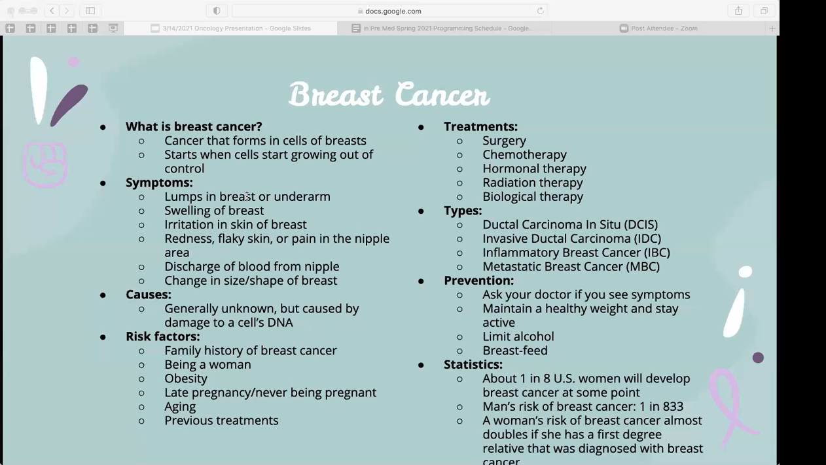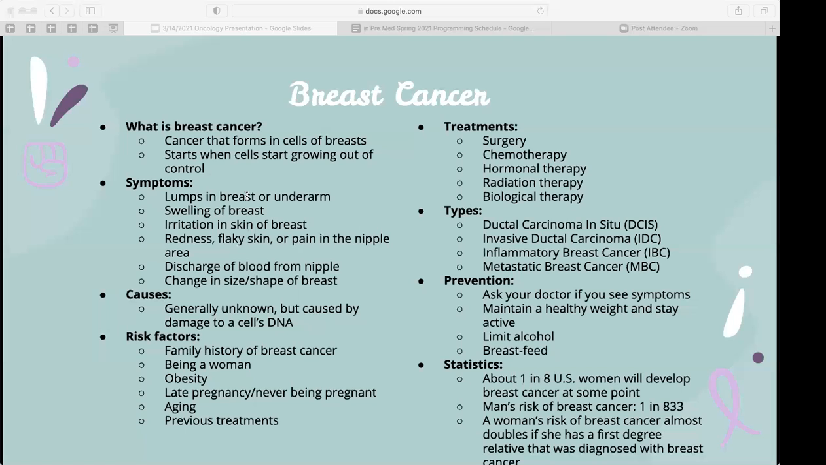Invasive ductal carcinoma is a type of cancer that started growing in the breast milk duct and is invading the surrounding tissue. Inflammatory breast cancer is a fast-growing cancer in which cancer cells enter the lymph nodes and skin of breast. Symptoms begin to appear when the lymph vessels are blocked by the cancer cells. Metastatic breast cancer, also known as stage 4 cancer, is when the cancer has spread to other parts of the body, including the brain and the lungs.